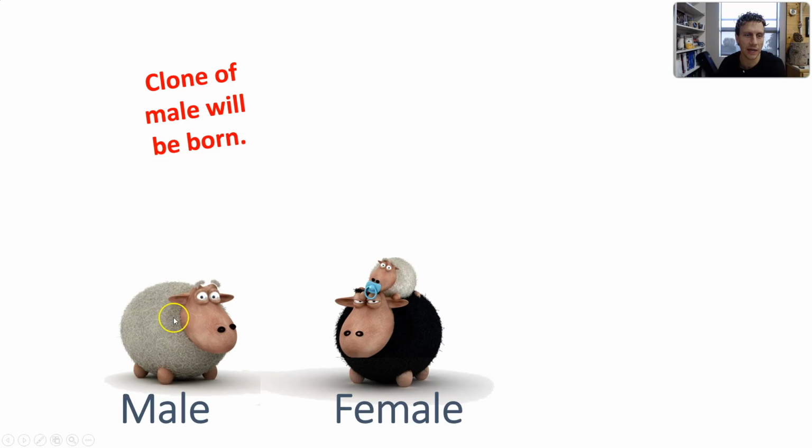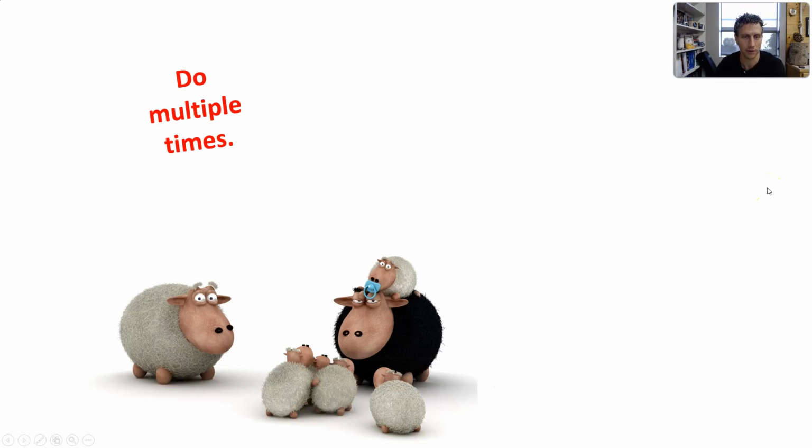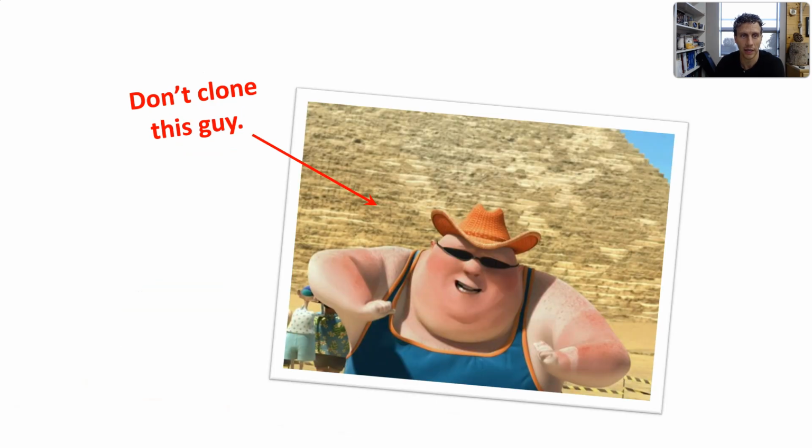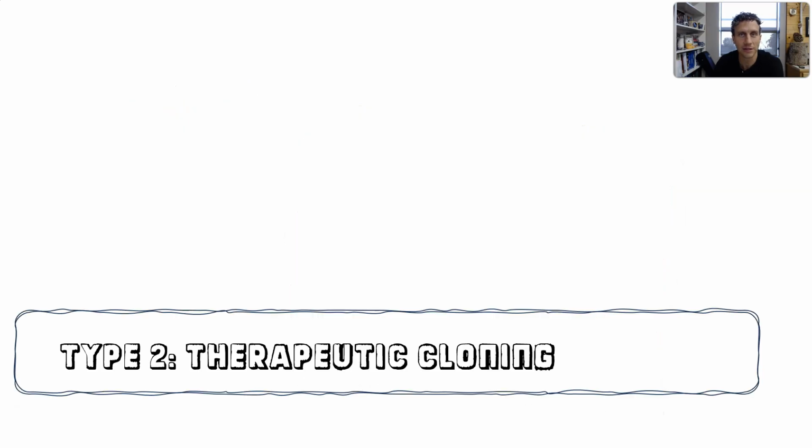It only had DNA from Larry. Okay? And so it divided and divided. And so this beautiful lamb has only Larry's DNA. Okay? And yeah, that's the process. Keep going. And then just be careful who you clone. Okay. That is reproductive cloning, the first type.